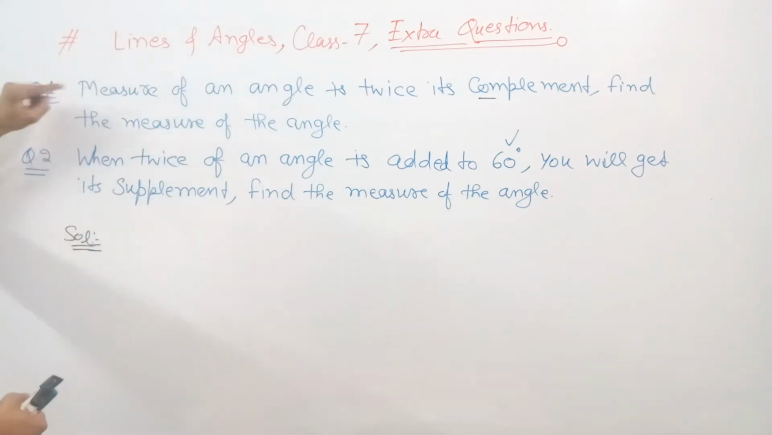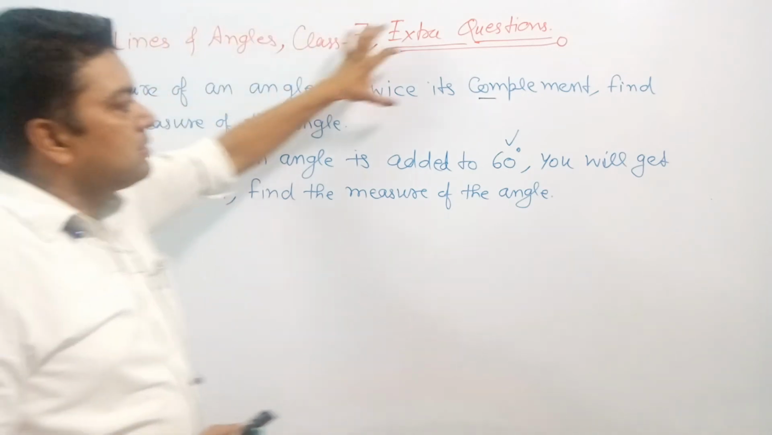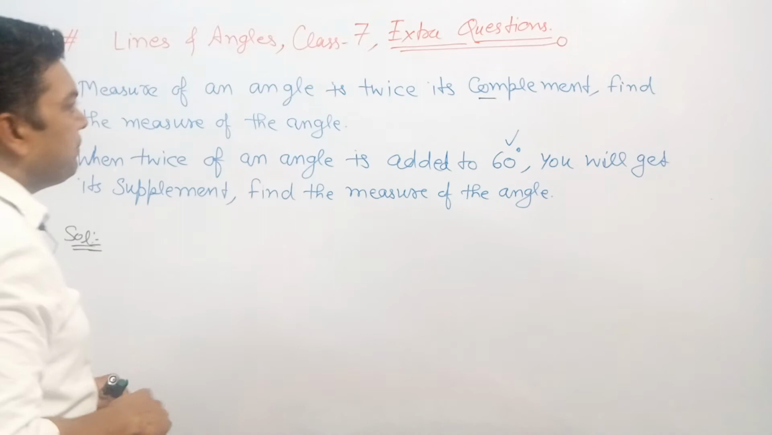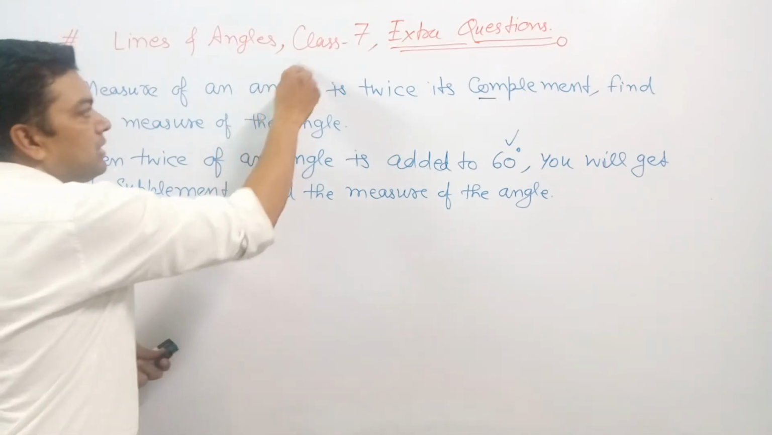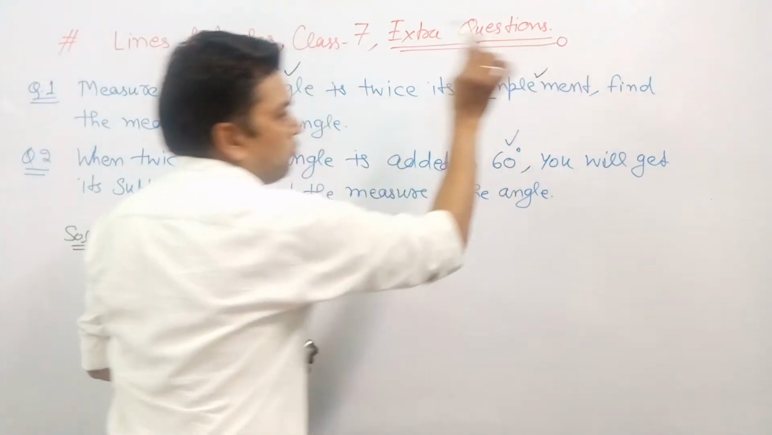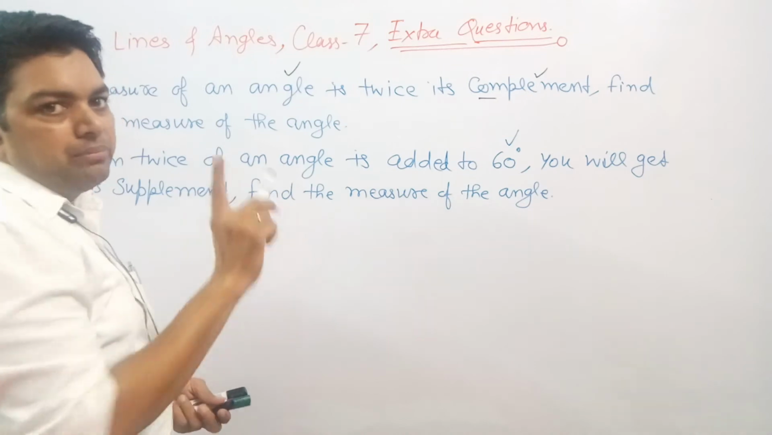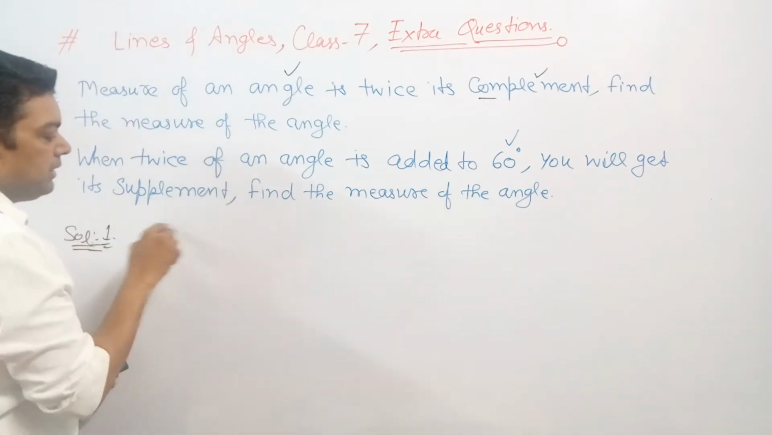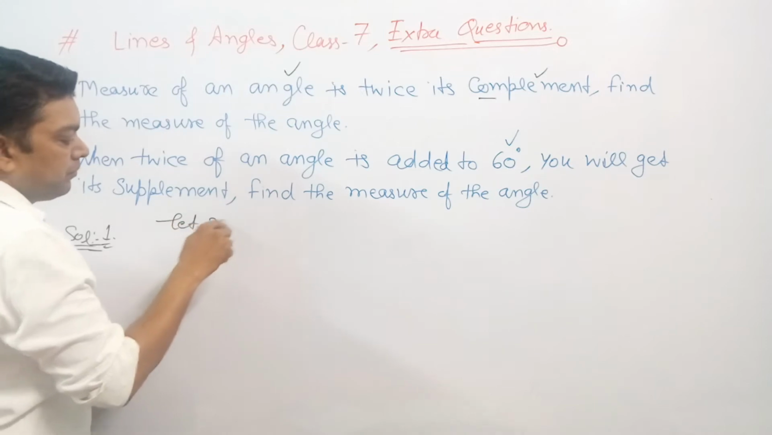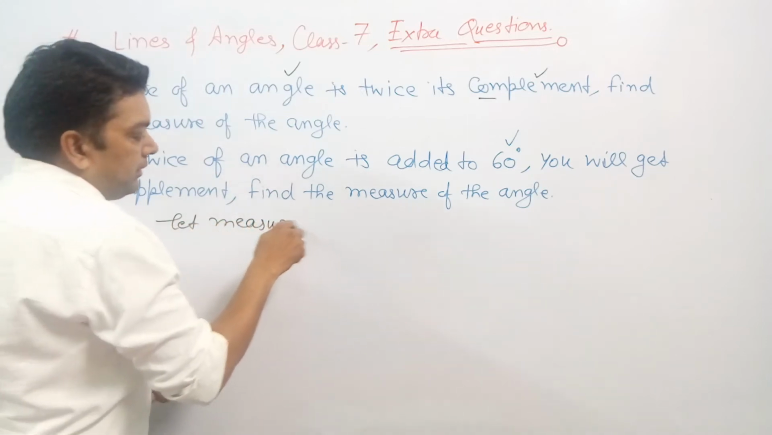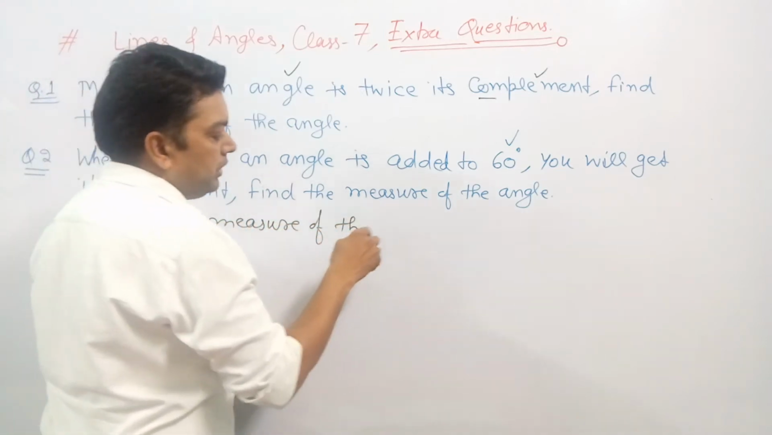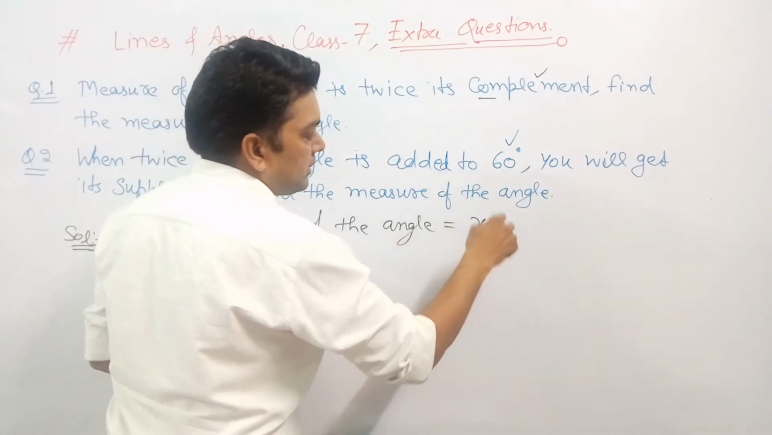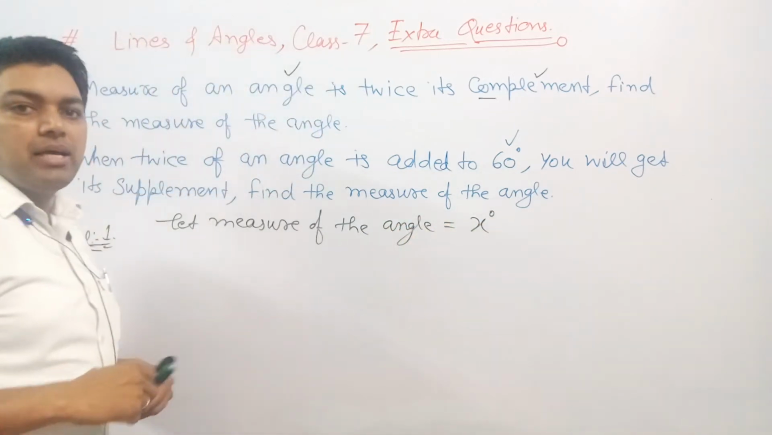So question number 1 is: measure of an angle is twice its complement. Find the measure of the angle. तो सबसे पहले तो बच्चों आप एक एंगल कंसीडर कर लीजिए और उसका कॉम्प्लीमेंट फाइंड आउट कर लीजिए. देन आफ्टर उसके बाद हम देखेंगे कि कंडीशन क्या है. ओके, सॉल्यूशन नंबर 1. Let measure of the angle be x degree.